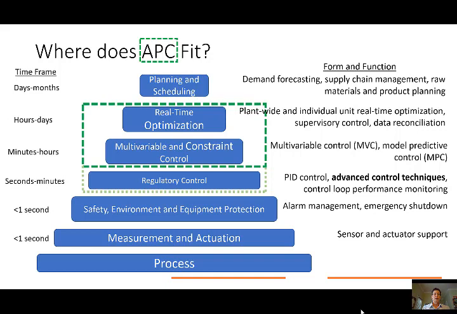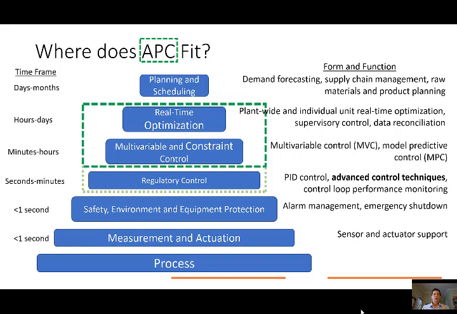Those things happen at a less than a second level. And then there's the regulatory control. This is PID control and some of the advanced PID control techniques that you've learned this semester, and the control loop performance monitoring techniques that you've learned this semester as well. Those activities happen in the seconds to minutes level, and the light green box indicates, yes, there are some advanced control techniques included here. Then we get to multivariable and constraint control.